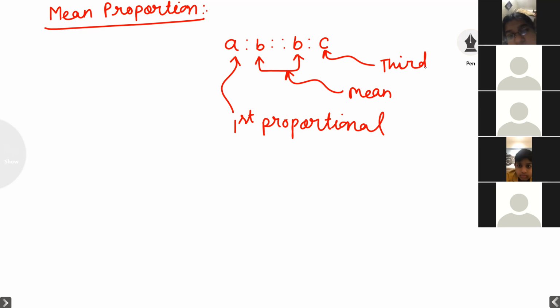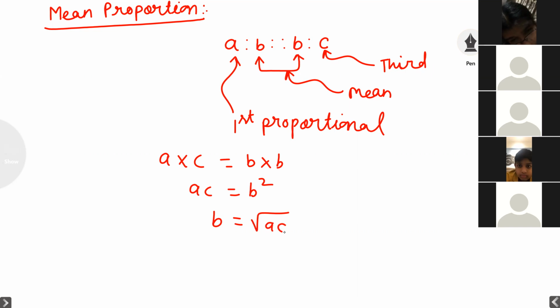How to calculate mean proportion? We know if two ratios are equal, then the condition is product of extremes is equal to product of means. Extreme means first and last term, means is the middle term. Here extremes are A and C. A into C is equal to B into B. AC is equal to B square, or B is equal to square root of AC. This is the formula to calculate mean proportion or continued proportion. Okay, no problem, students. In upcoming classes I will explain this concept clearly.